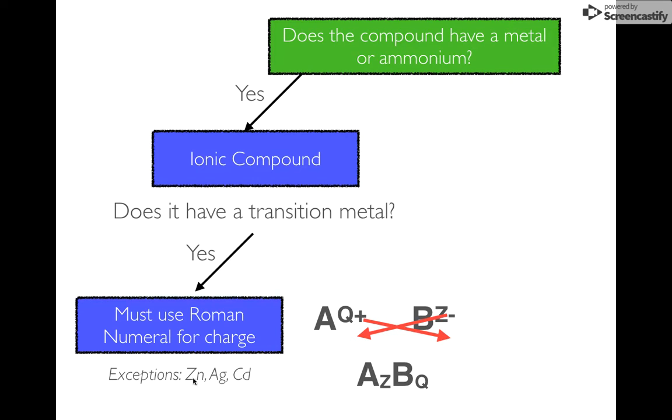And remember, there are only a couple of exceptions. Zinc is always a +2. Silver is always a +1. Cadmium is always a +2. So there are some exceptions. So sometimes you'll see transition metals and they won't actually have the Roman numeral, and that's because these are always understood to have the charge that I just stated.